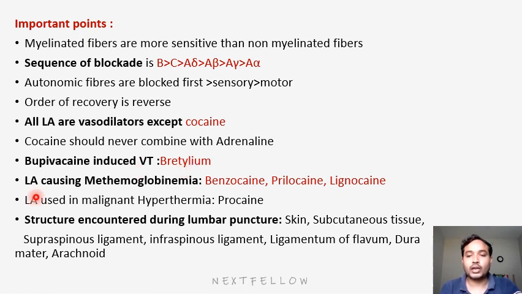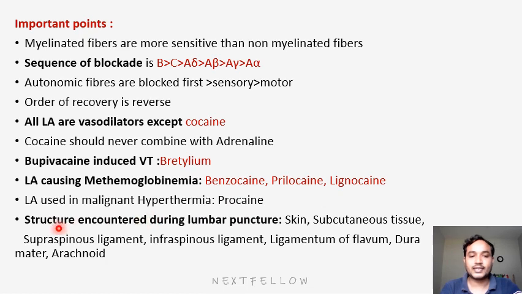Next is local anesthetics which will cause methemoglobinemia. This is the main important point. Methemoglobinemia will be caused by some other drugs also, that is inhalational drugs. So we have to see whether they are asking about local anesthetics or about gases, that means inhalational agents. Both will cause methemoglobinemia. Local anesthetics means benzocaine, prilocaine, lignocaine. Next, the local anesthetic used in malignant hyperthermia will be procaine. This is an MCQ.